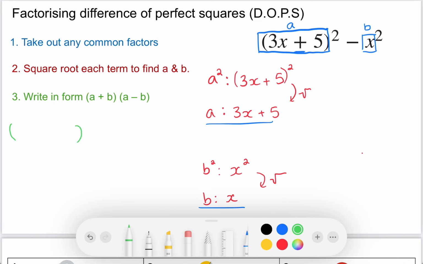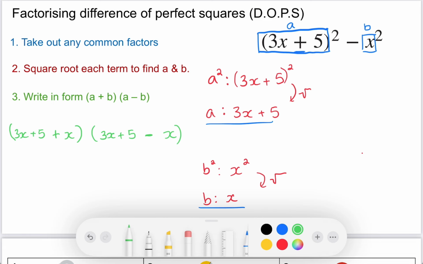I can write this in my factorized form. So factorized form is always (a + b)(a − b). Here, a is 3x + 5, so I'm going to write that at the front of both of my brackets. And b is x. Then when we're writing it in our factorized form, we say (a + b)(a − b).